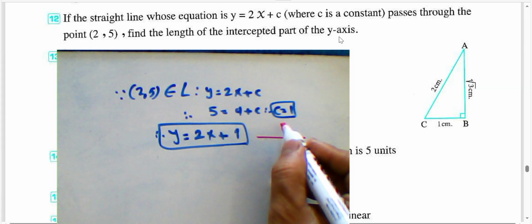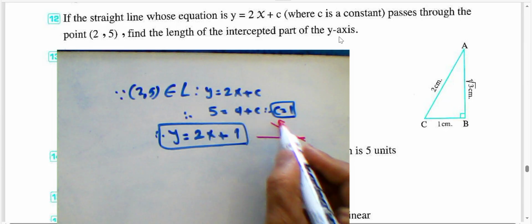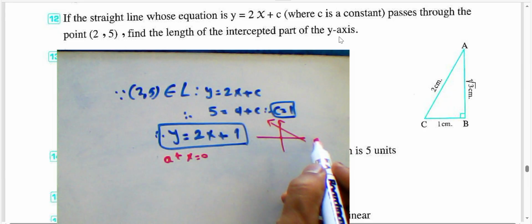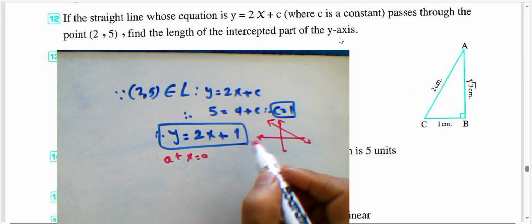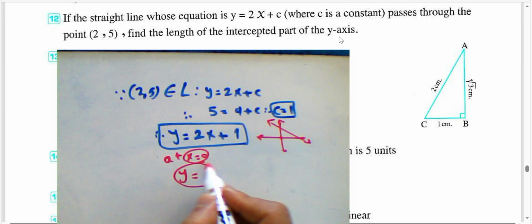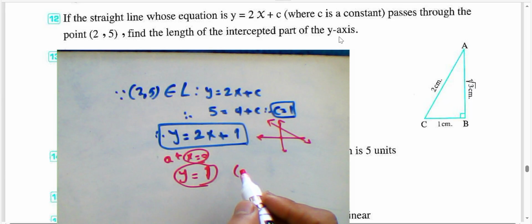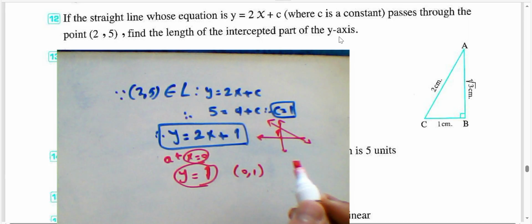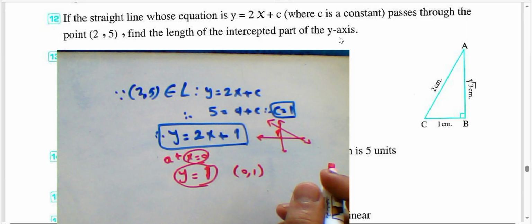Intersection with the y-axis, like this, we have a straight line like this. The straight line intersects the y-axis at x equals 0. When the straight line intersects the y-axis, the value of x will be 0. Put x equals 0 here, then y equals 2 times 0, 0, plus 1 equals 1. And the point will be (0, 1). Then the length will be 1 unit. The straight line intercepted 1 unit from the positive part of the y-axis.